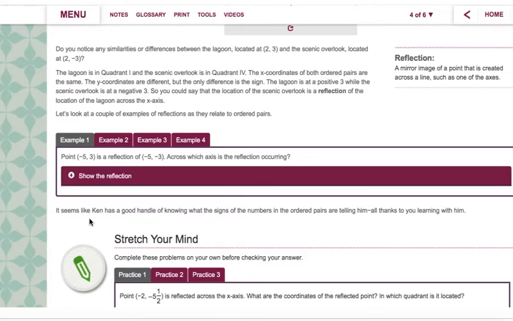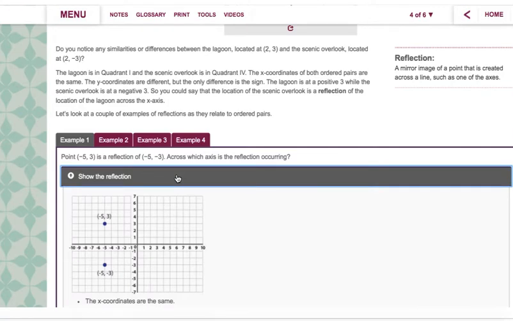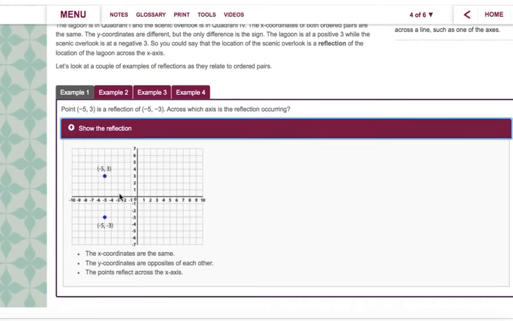So you want to look for which number is identical, the same, meaning the signs. If you look here, the negative 5 is the same on both of them. They're both negative. Since the negative 5 is the x number, this is being reflected across the x-axis. Ta-da! Here's your x-axis. You're jumping across that x line. So the x-coordinate is the same, y is the opposite, so the points are reflected across the x. Remember, you're looking for what the same is.